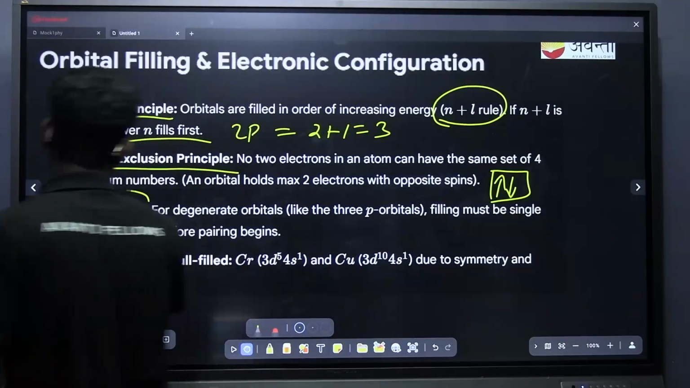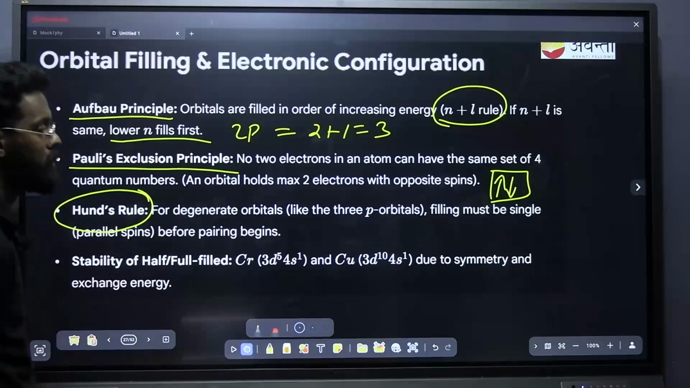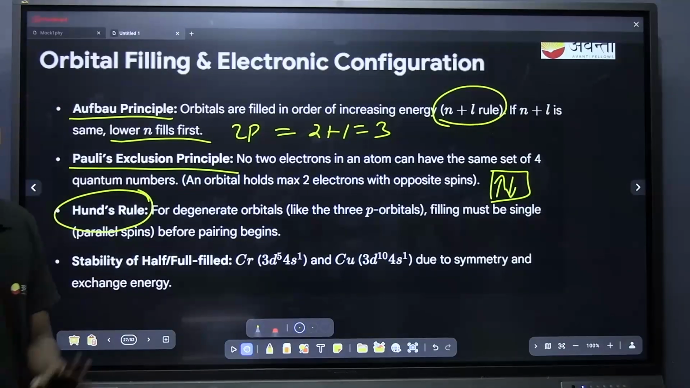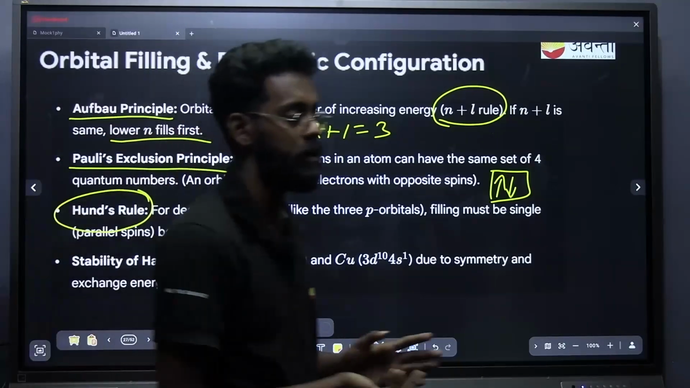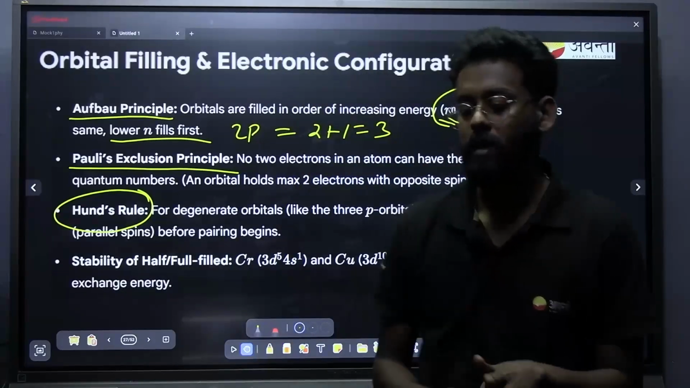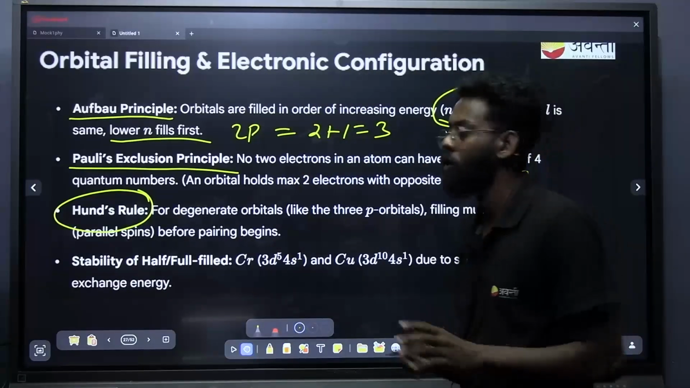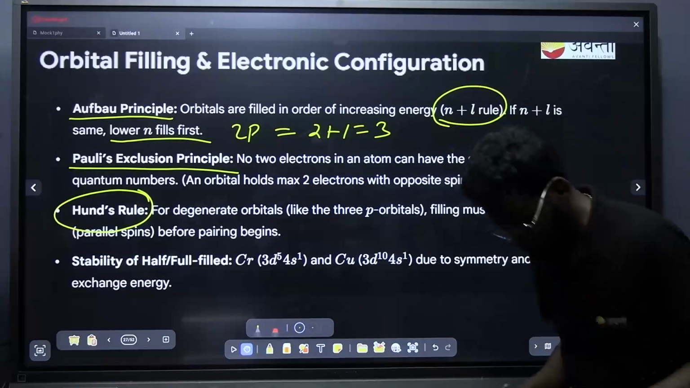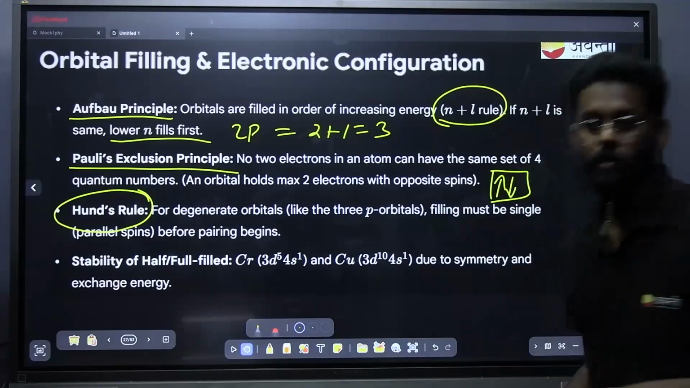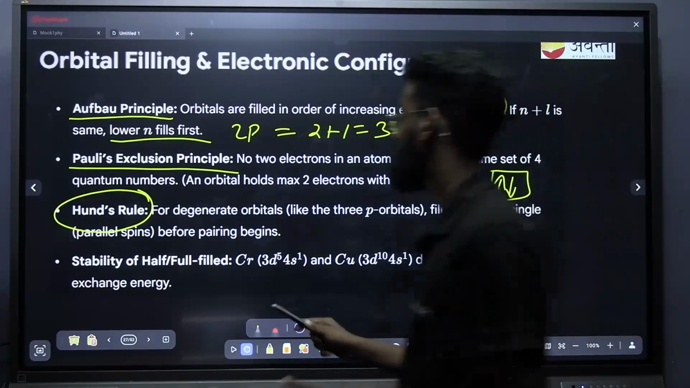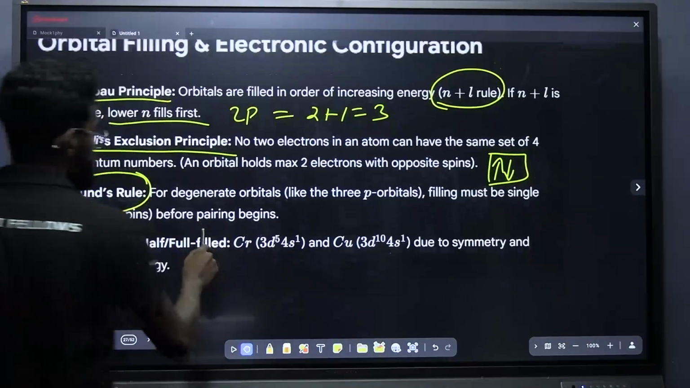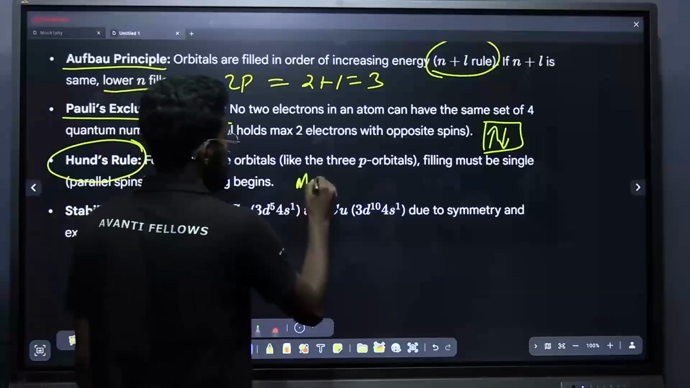Now Hund's rule of maximum multiplicity. What Hund's rule is saying is that pairing will start only once all are half filled. That is the easiest explanation of Hund's rule. But actually, you should understand Hund's rule by using the maximum multiplicity equation. What is that maximum multiplicity equation?